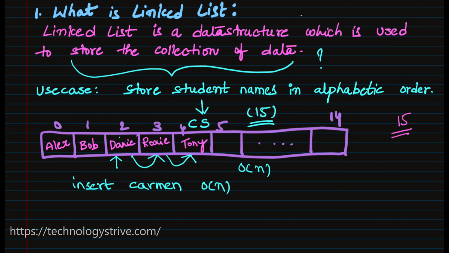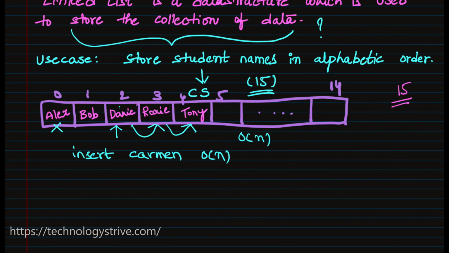This is already discussed in detail in arrays. I am just adding it at a high level. If Alex has withdrawn from the course, what do we have to do? We have to delete Alex. Deleting Alex means Bob has to move here, Carmen has to move here, Roxy has to move here, and then Tony has to move here. Again, we are going to take order of n time complexity. So both insert and delete operations in the worst case take order of n time complexity.